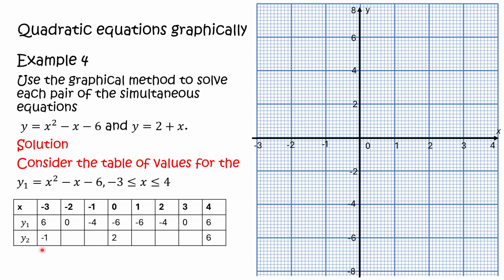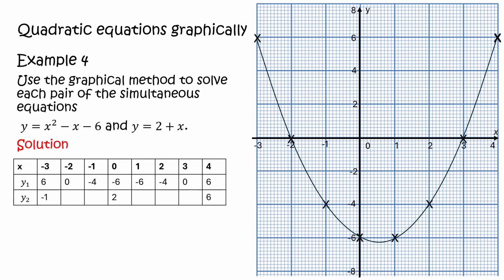Right, so let's start with y1, the quadratic graph. So the first point is minus 3, 6. The second one, minus 2, 0, minus 1, minus 4, 0, minus 6, 1, minus 6, 2, minus 4, 3, 0, 4, 6. Then I connect the points with the smooth curve. Then I get that, and making sure that I label the graph. Now, in labeling the graph, I don't have to specify the y1 because I can see that that is a quadratic, but that one was meant to avoid the confusion in the computations.